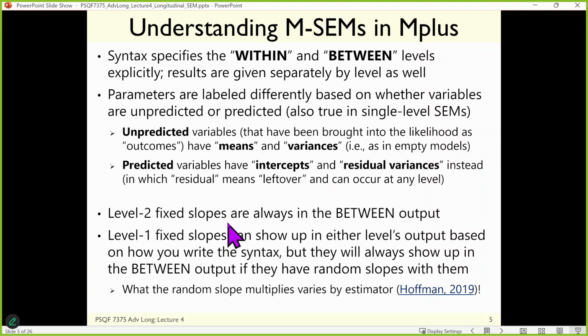If you put in level 2 fixed slopes, they will always show up in the between output, but where level 1 fixed slopes show up depends. There are two different ways to set up the model, one with the placeholder notation and one without. If you do not use the placeholder notation, you end up with slopes in the within model. If you do use the placeholder notation, they show up in the between model instead. And the latter is necessary if you want to have random slopes or cross-level interactions. So we'll see examples of this getting tricky in terms of what things actually mean and where it shows up as a consequence of model specification.